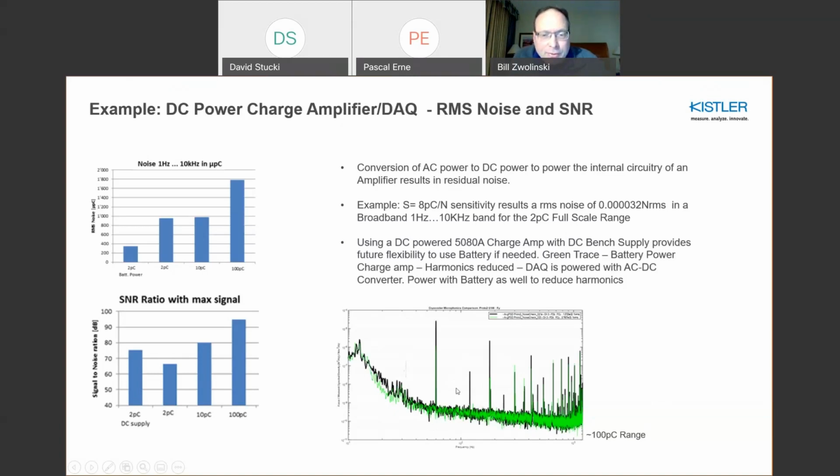You can also see that there's 50 or 60 hertz noise, or harmonics, and these can be eliminated further with battery power, or your data acquisition system should run off of battery power as well. And then you would see that these fundamental frequencies of line power would actually be much less, if not eliminated totally. So battery power is an important tool if you need to get the best performance out of your system.